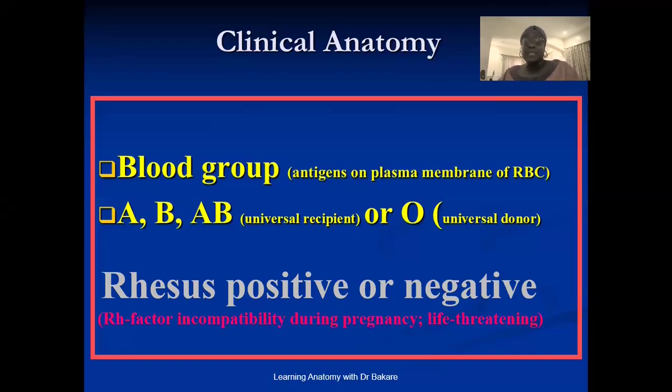And this is important, especially during pregnancy, because during pregnancy, if the mother is rhesus positive and the fetus is rhesus negative, there would be a counter-reaction. Because when the blood from the mother and the fetus meet, there's going to be rhesus factor incompatibility. And this can be life-threatening.